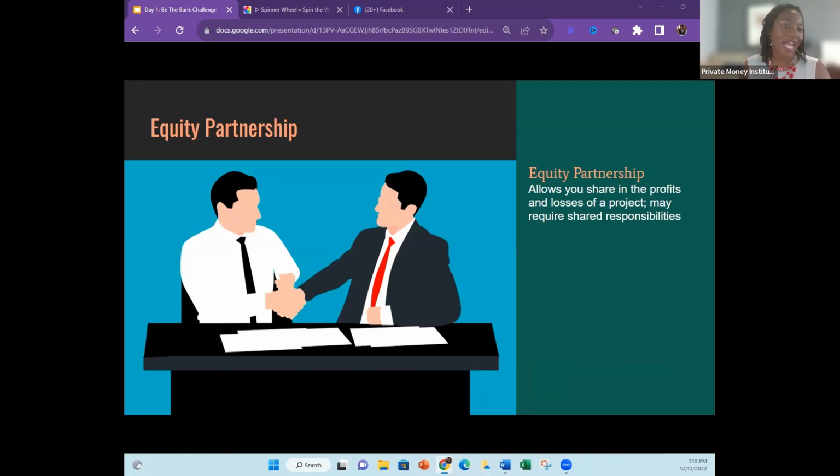Equity partnerships allow you to share in the profits and the losses of a project. So some partnerships may even require that you share some project responsibilities. Now, there are two ways that equity partnerships are generally structured, with cash flow and without.